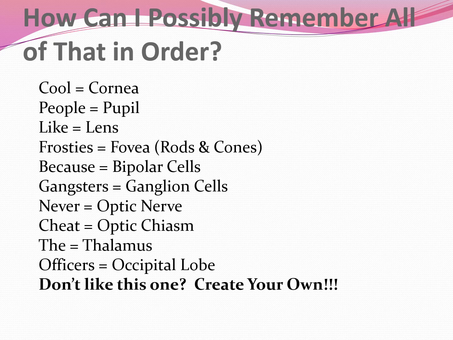So here's one to remember all of that. Cool people like Frosties because gangsters never cheat the officers. Right? So you've got cornea, pupil, lens, fovea with the rods and the cones, bipolar cells, ganglion cells, then the optic nerve, then the optic chiasm, then the thalamus, and then the occipital lobe. Once again, that's just an example for you. Please choose your own to remember this.